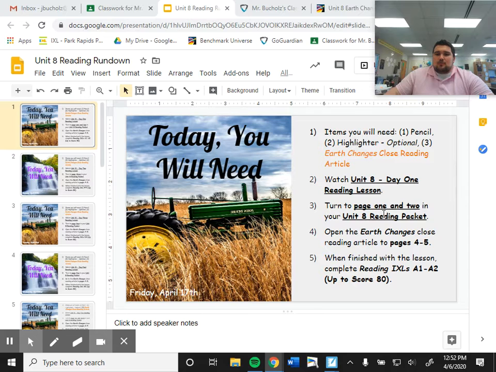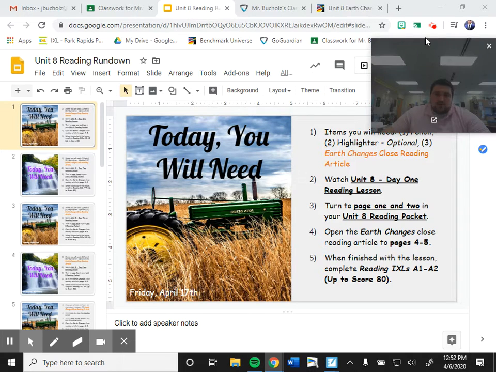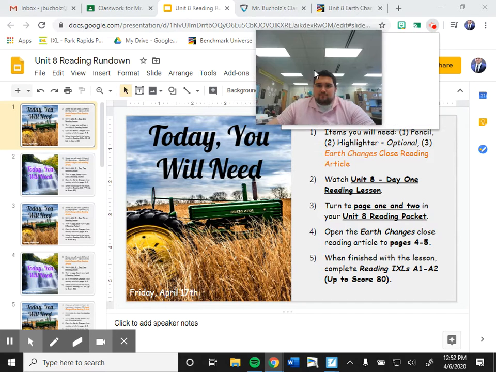Page 1 is going to be introducing the unit: some guiding questions, going over the essential question, things like that. Then on page 2, we're going to be looking for key details and a short reading today. You're going to need a pencil. Once again, highlighter is optional. And then you're going to need your Earth Changes close reading article, as well as your Unit 8 reading packet.